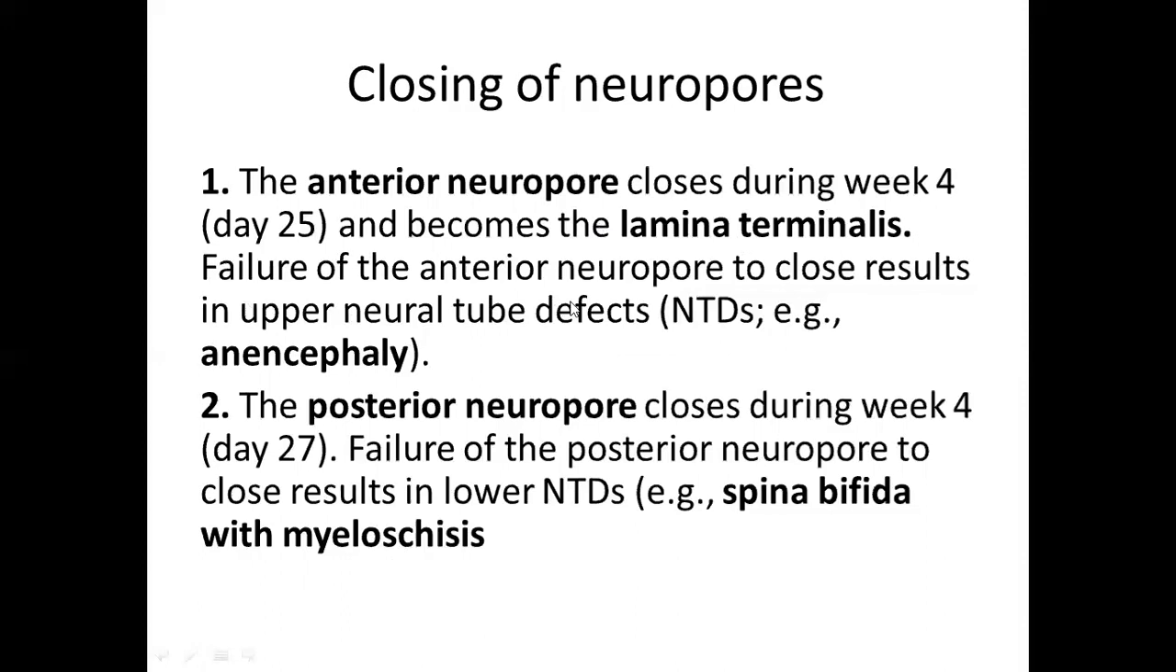And the failure of the anterior neuropore to close results in upper neural tube defects. Example is anencephaly. Now the posterior neuropore closes by day 27, and if it fails to close, it results in lower neural tube defects.